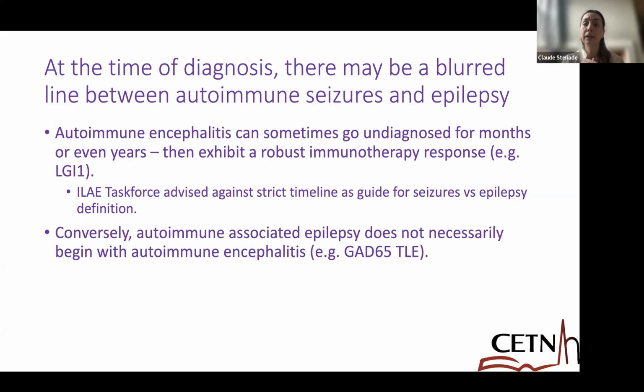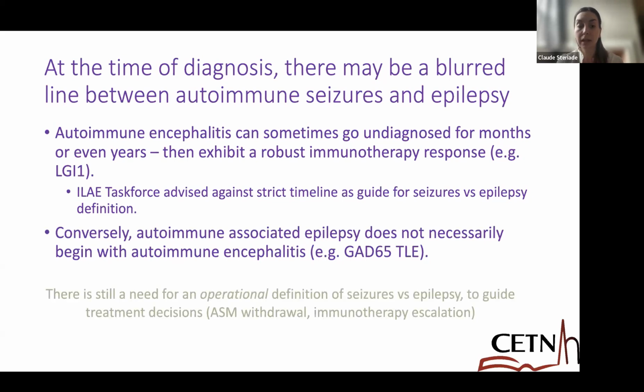And so because of that, the ILAE Taskforce essentially said, if there's evidence of an active autoimmune encephalitis, regardless of the timeline, they're acute symptomatic seizures. And the other side to that is that not every autoimmune-associated epilepsy begins with a syndrome of autoimmune encephalitis. And we'll talk a little bit about those types of patients. And it's not always clear practically which category to put them in.